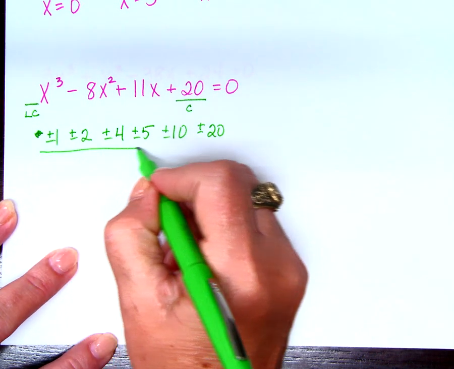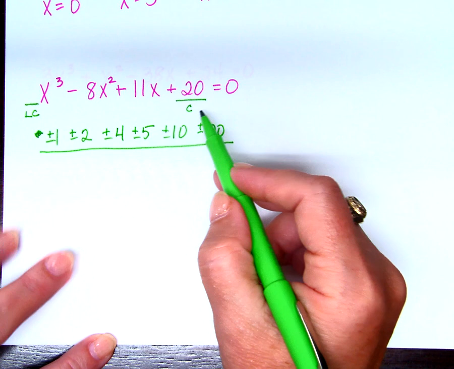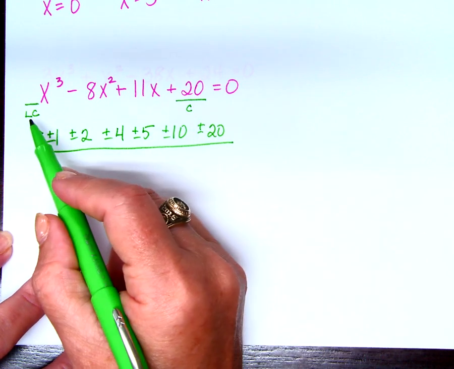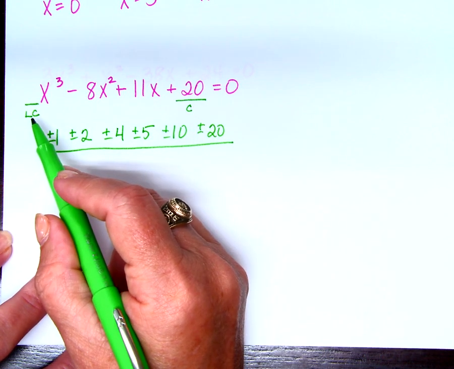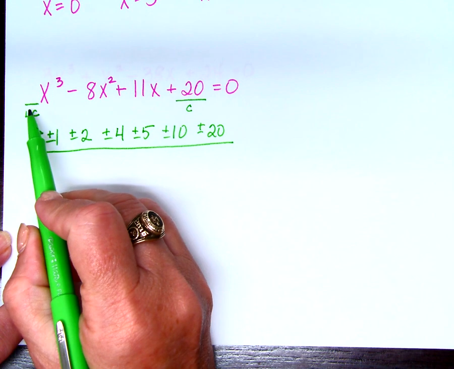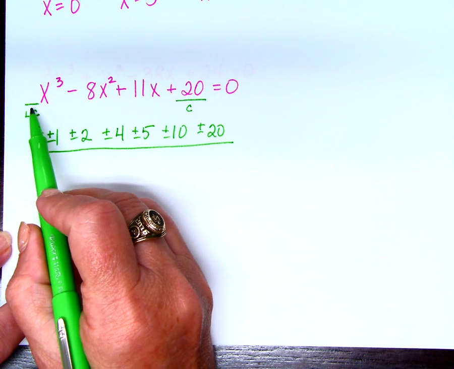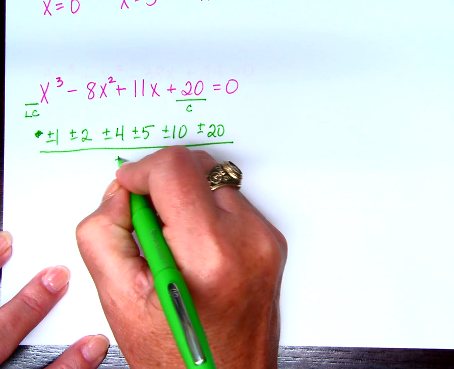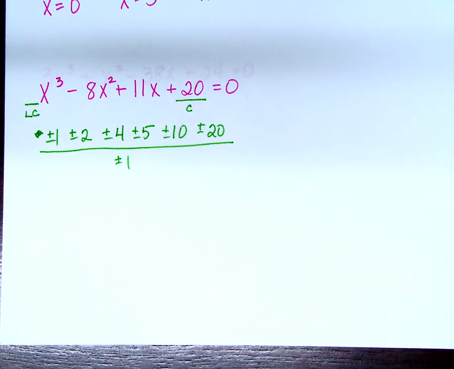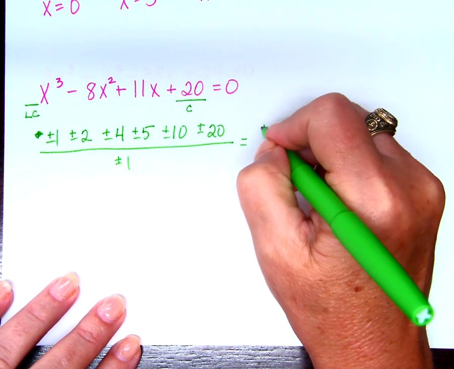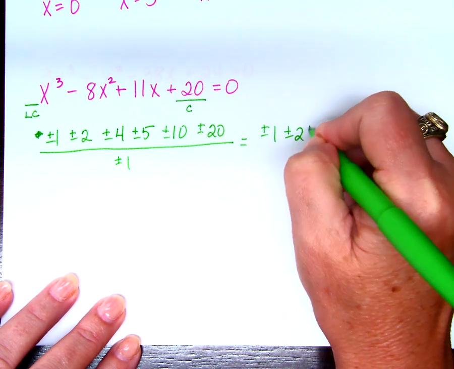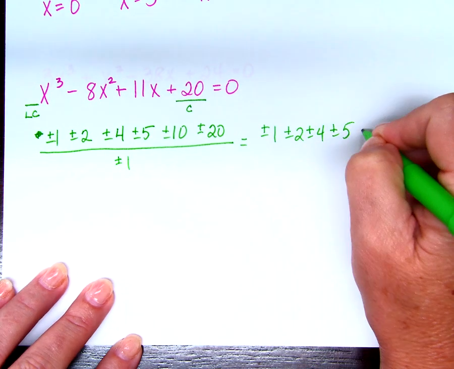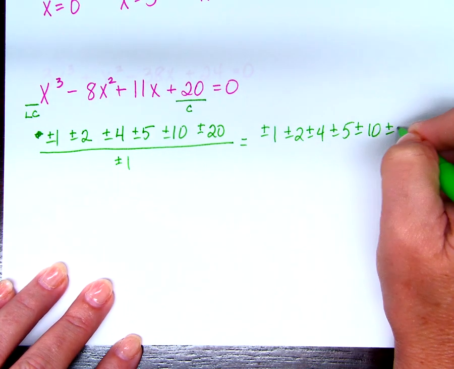The rational root theorem says I have to divide all of the numbers of the constant by all the factors of the leading coefficient. Well, in this problem, what is my leading coefficient? 1, right? That's right, okay? So I need a plus or minus 1. Well, guys, if I'm dividing anything by 1, what do I get? I just get itself, right? So I have plus or minus 1, plus or minus 2, plus or minus 4, plus or minus 5, plus or minus 10, plus or minus 20.